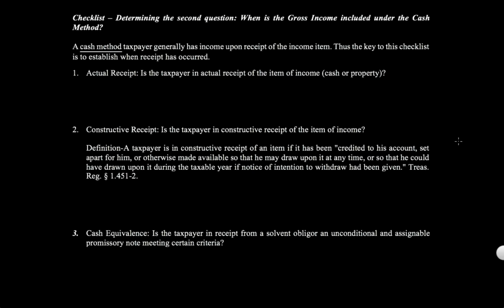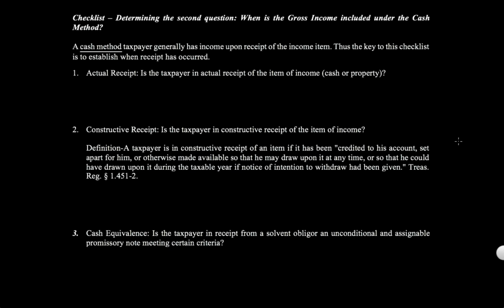Hello! This video considers the second question in the gross income checklist. Recall the first question is what amount is gross income? If there is not any gross income under the first question, you do not have to proceed to the second and third question. It's important to understand that there's multiple methods of accounting for different taxpayers.